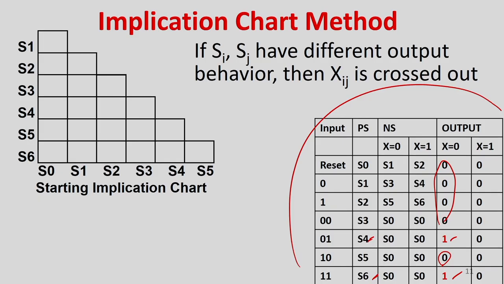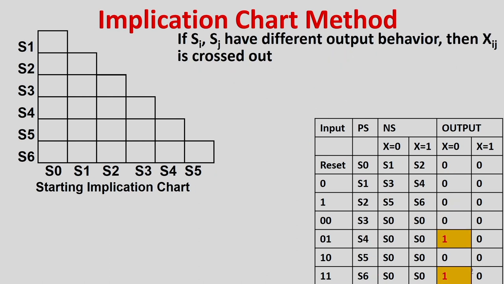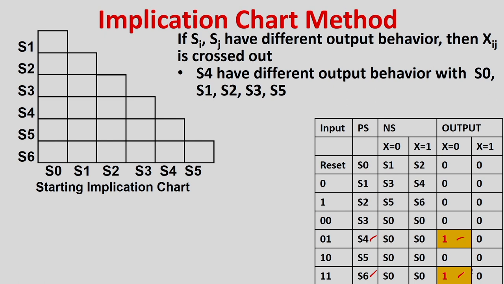And how do we fill the implication chart? If S I S j have different output behavior, then x I j is crossed out. Okay, so clearly, in this case S 4 and S 6 have different output. S 4 has different output behavior with S 0, S 1, S 2, S 3 and S 5. So S 4 is not compatible with S 0, S 1, S 2, S 3, and this is x I j. Another thing is S 4 is not compatible with S 5.